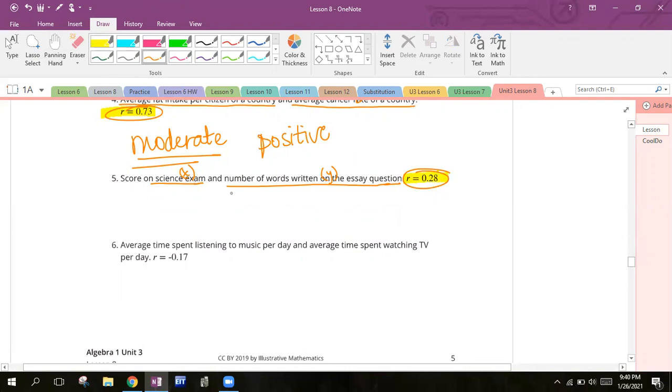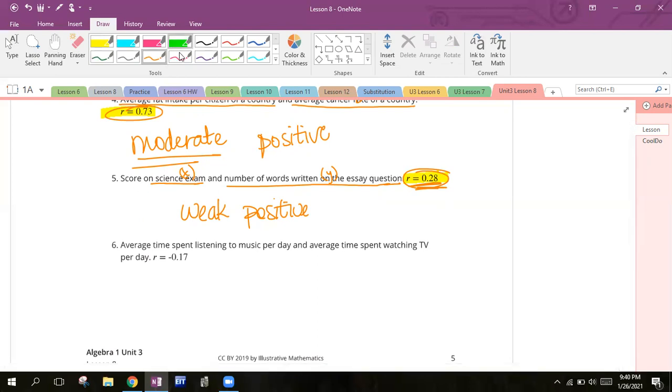So those are not directly correlated. So this one has a weak positive relationship, okay? You can't write more or fewer words and score better or worse. Those are not directly related. We know it's all about whatever the answer is.